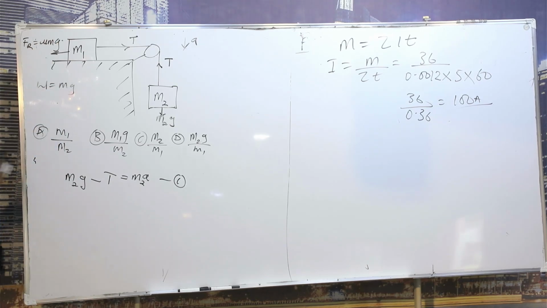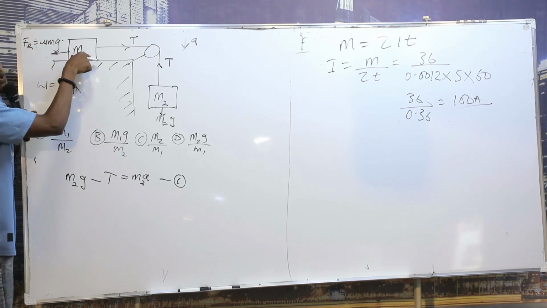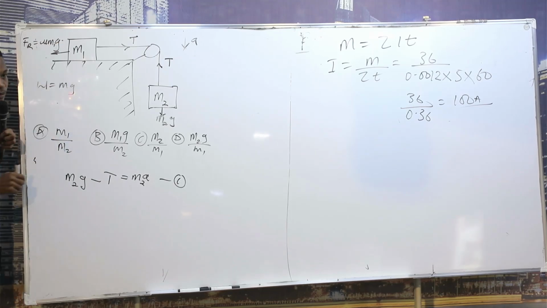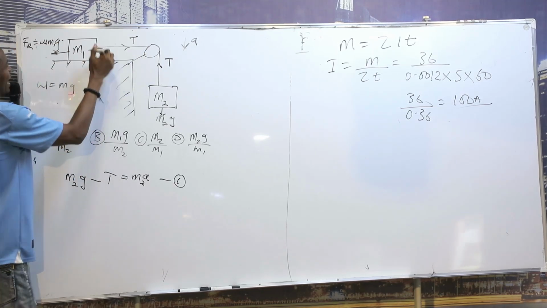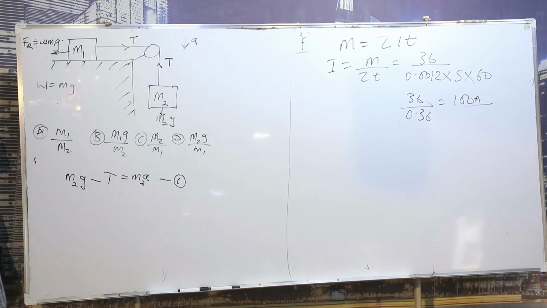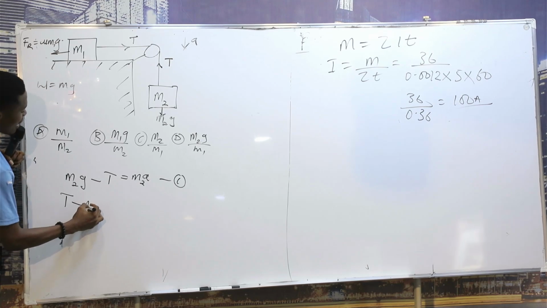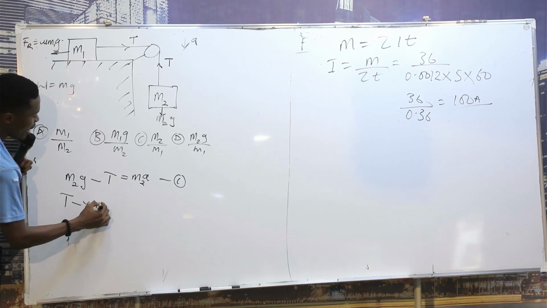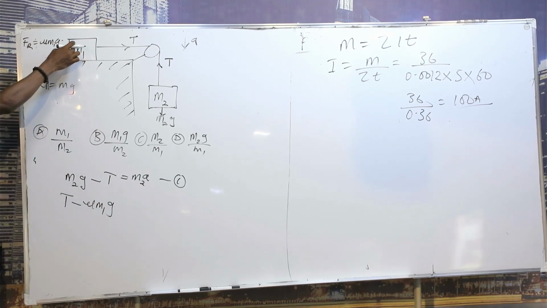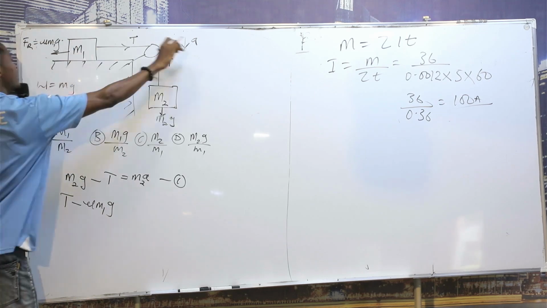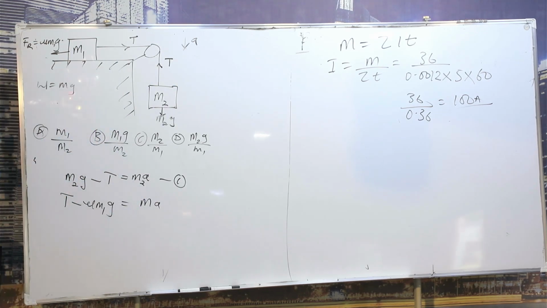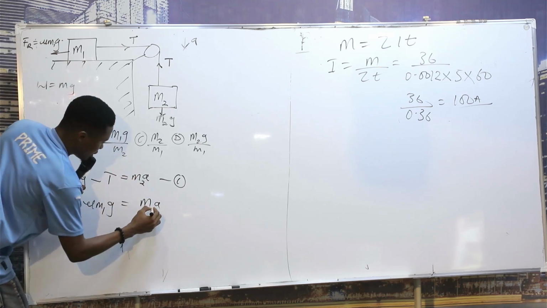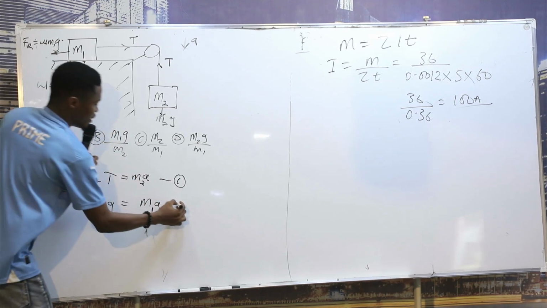And which m will it be? m1. So this is m1g. So let's continue. What is the resultant force here? This guy is dragging this way, and this guy is dragging this way. So the resultant force will be T minus mu m1g. That is the frictional force going this way. This minus this is still equal to mass times acceleration. Which mass? m1. So this is equation 2.